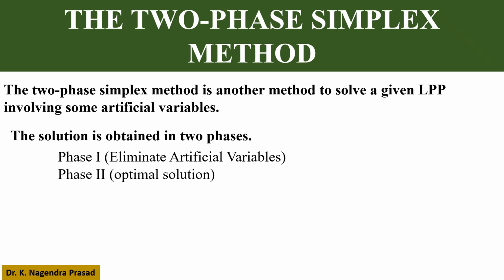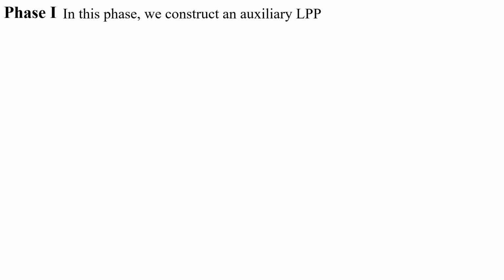In the two-phase simplex method, the solution is obtained in two phases. In the first phase, we are eliminating the artificial variables. In the second phase, we are obtaining the optimal solution. Next, we have to look at the procedure for phase 1. In this phase, we construct an auxiliary linear programming problem.